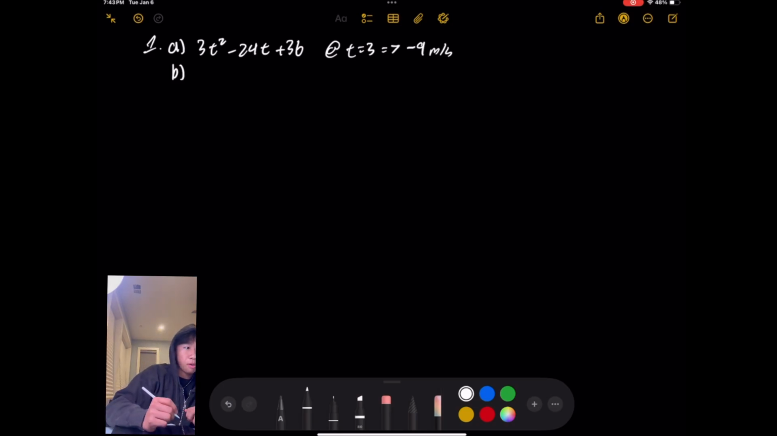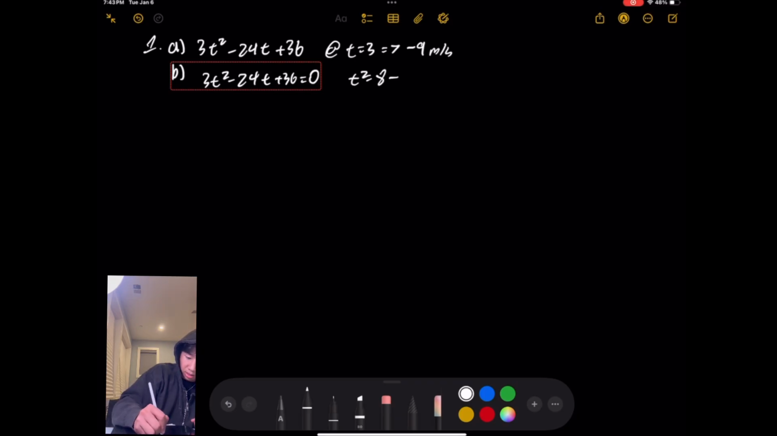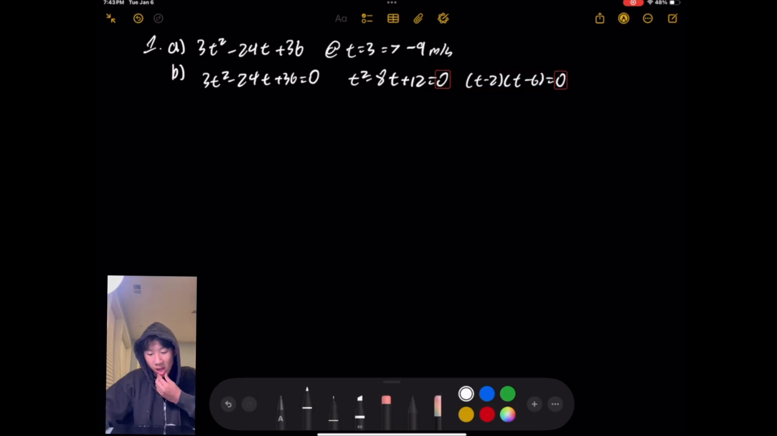So we're going to set this equal to 0. 3t squared minus 24t plus 36 equals 0, okay? We can divide both sides by 3, and we get t squared minus 8t plus 12 equals 0. And this factors to t minus 2 times t minus 6 equals 0. If you don't know how to factor, just let me know. So if either t minus 2 or t minus 6 is 0, then that gives 0. When t minus 2 equals 0, t equals 2, and when t minus 6 equals 0, t equals 6.